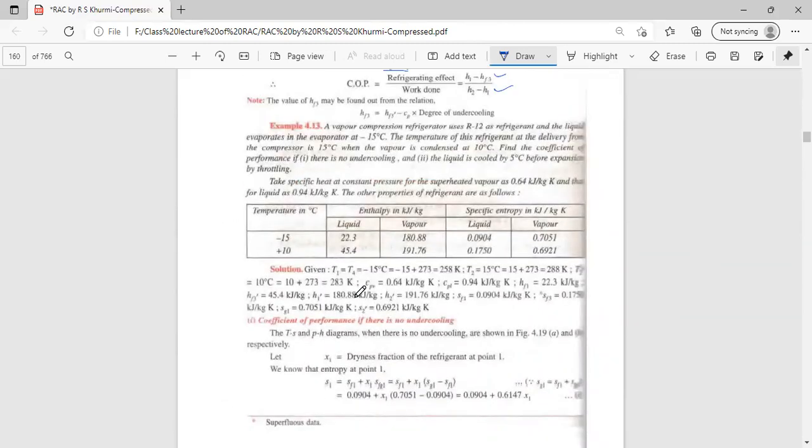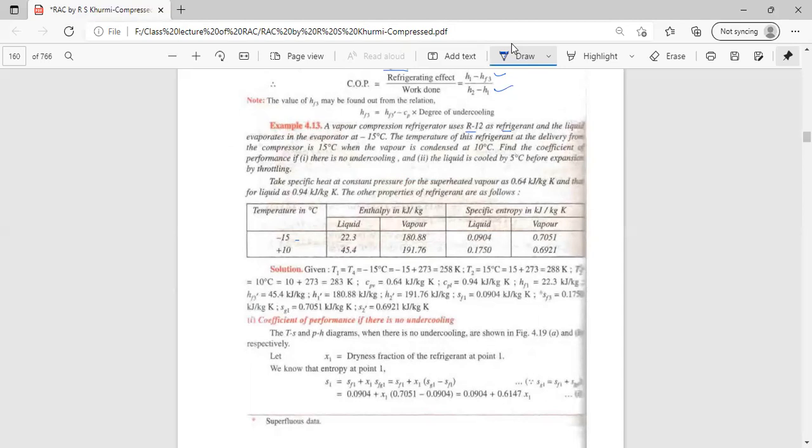What is given here in the example is a vapor compression refrigerator that uses R12 as the refrigerant, and the liquid evaporates in the evaporator at minus 50 degrees centigrade. So the lower temperature is given as minus 50 degrees centigrade. The temperature of this refrigerant at the delivery from the compressor is plus 50 degrees centigrade, and the vapor is condensed at 10 degrees centigrade.